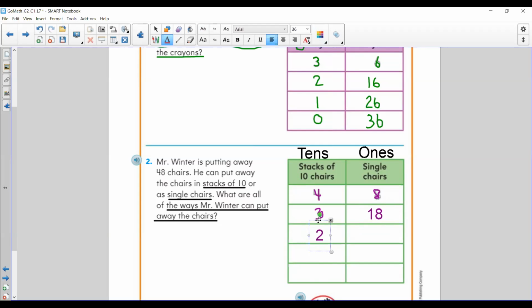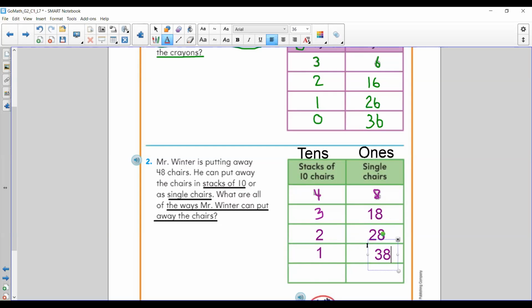Taking 1 away from the 3, that's 2. But we have to add that 10 over here. So if we add a 10 to 18, we have 8. Then we have 1 8 for 18. And then add 10, we have 28. That's 2 8. Then take away another 10. And we only have 1. Add that 10 to 28. And how many do we have?